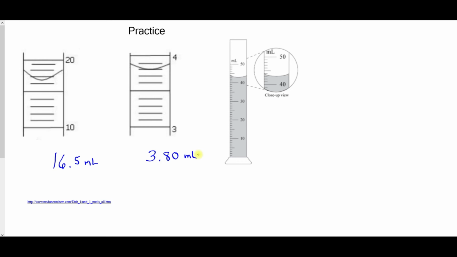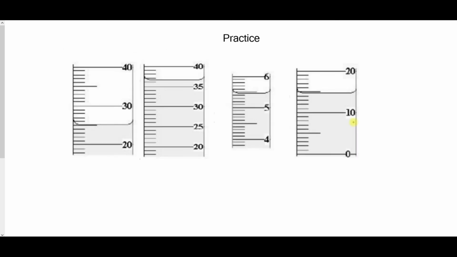And our third example here, we have our tens place, so we know it is at least 40. Each marking in between is 1, so 41, 42, and 43. And then it looks to me like it is right on the line, so I will say it's 43. My estimated value is 0, and we have to include our estimated value. Please stop the video, try these.